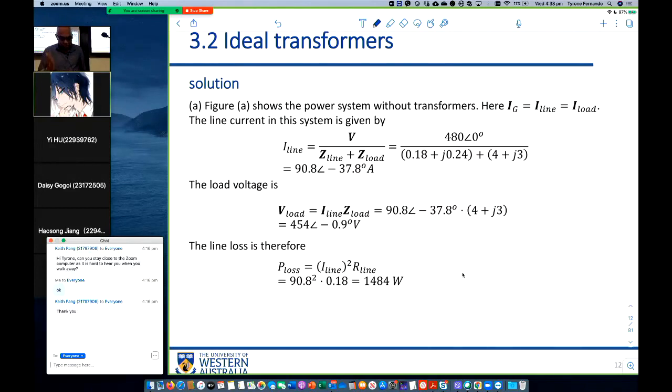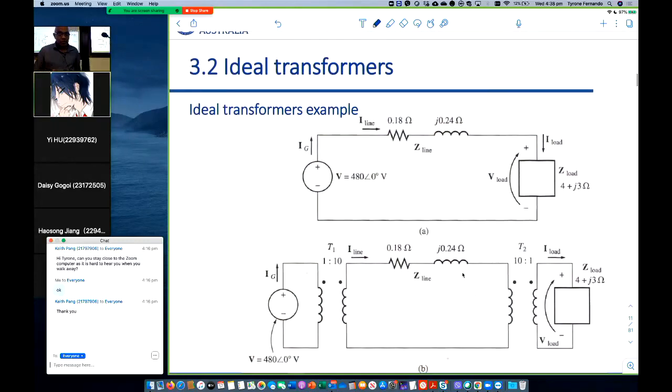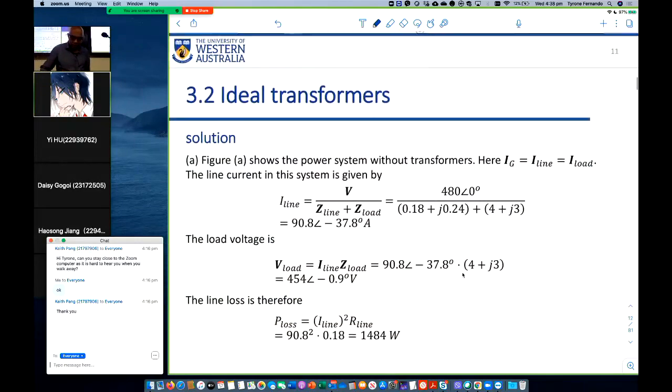In this case, we simply take the magnitude of line current squared times R, and we calculate the power loss in the line to be 1,484 watts. That's how much power is lost if we were to transmit power using circuit A on the top. Now let's see what happens when you use circuit B on the bottom, where we step up the voltage and step down the voltage.